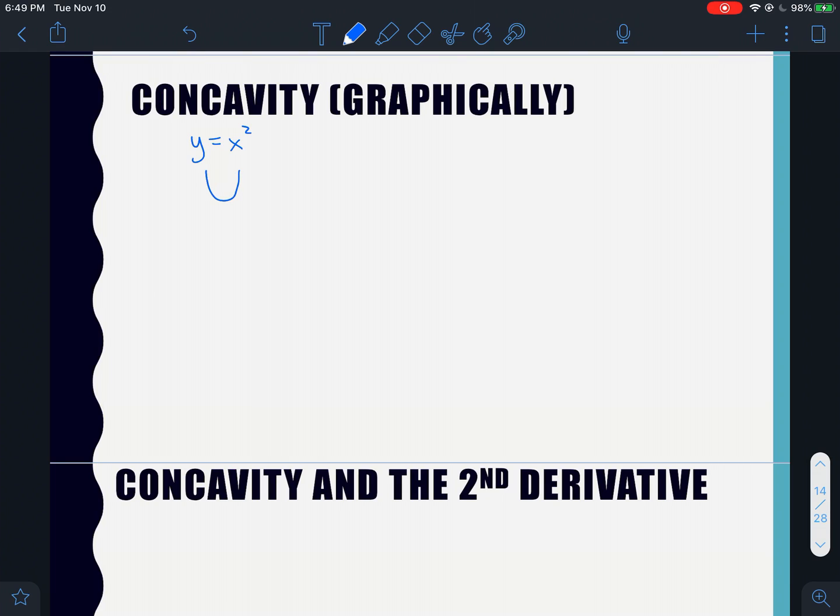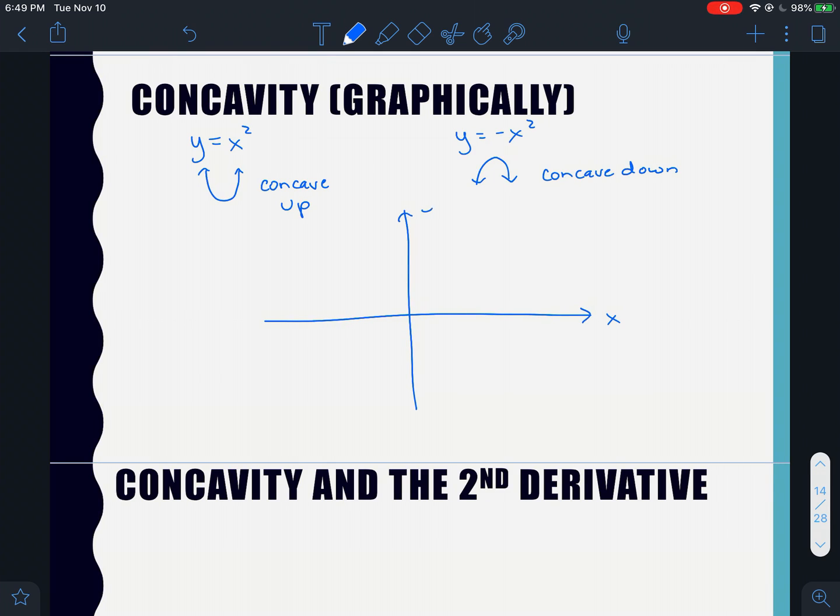All right, so concavity. What is concavity? So you might remember when we graphed parabolas, a happy parabola, a parabola that opens up, we call concave up. So wherever a graph looks like that, we call it concave up. And if it was negative x squared, the parabola opens down, and we call that concave down.